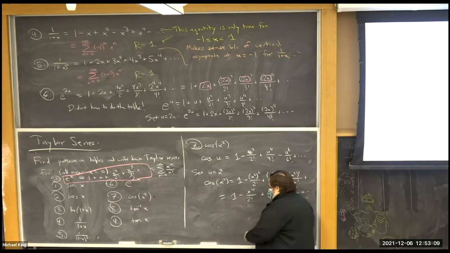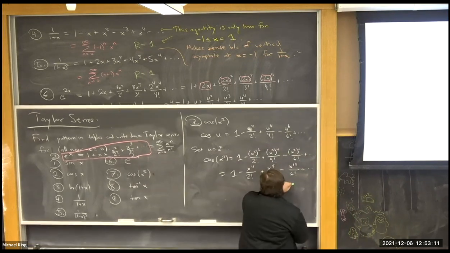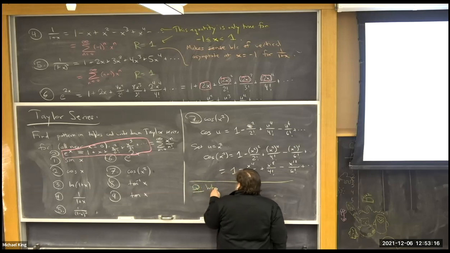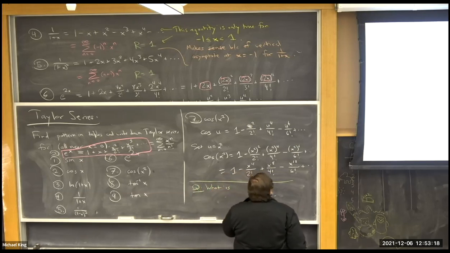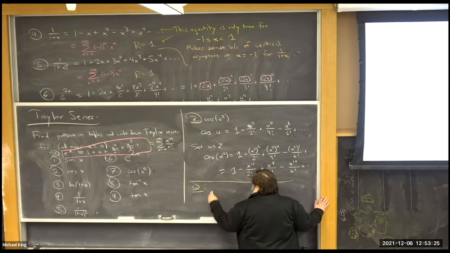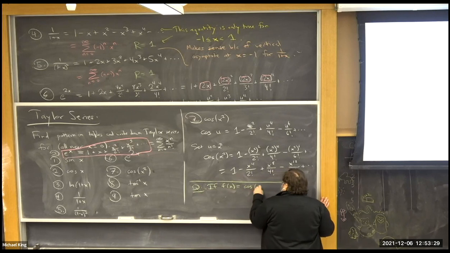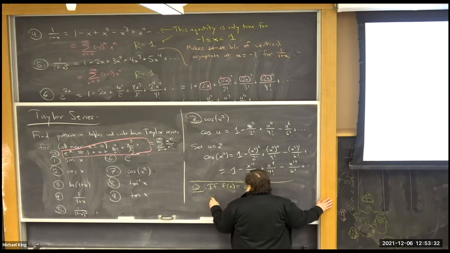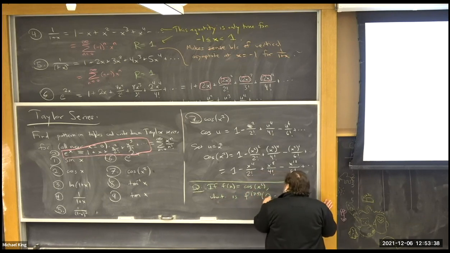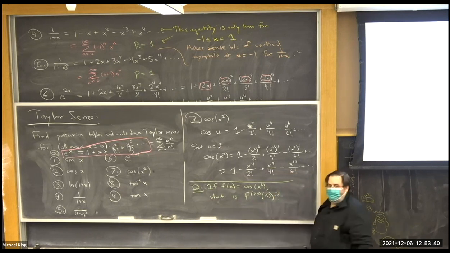By the way, there are some other kinds of questions I can ask, which I think are kind of nice. If f of x is cosine of x squared, what is the 73rd derivative of f at 0? What's the 73rd derivative of cosine of x squared at 0?